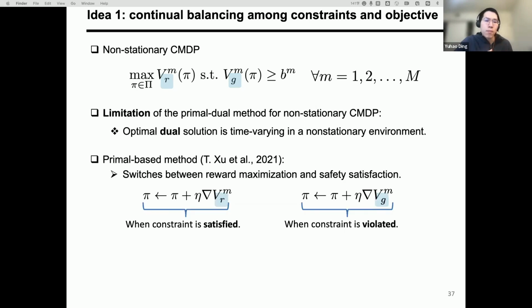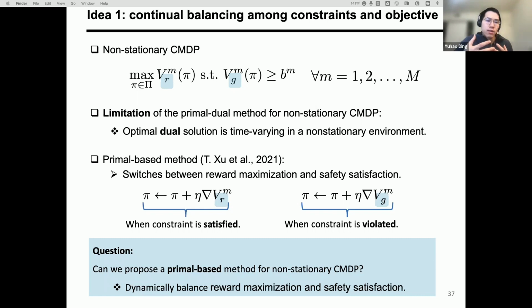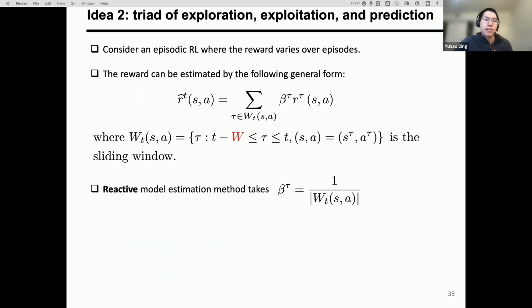What if we can use a pure primal-based method, like the CRPO paper we discussed in the meta-safe RL framework? If we can, can we propose a pure primal-based method for the non-stationary CMDP, which can dynamically balance reward maximization and safety satisfaction more smoothly without the need to update the time-varying dual variable? The second idea is how we can address the triad of exploration, exploitation, and prediction in the non-stationary environment. We all know the trade-off between exploration and exploitation in standard RL, but with non-stationarity, we also need to consider the prediction of the future environment.